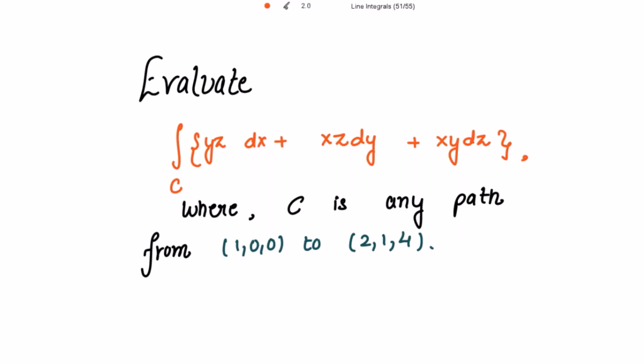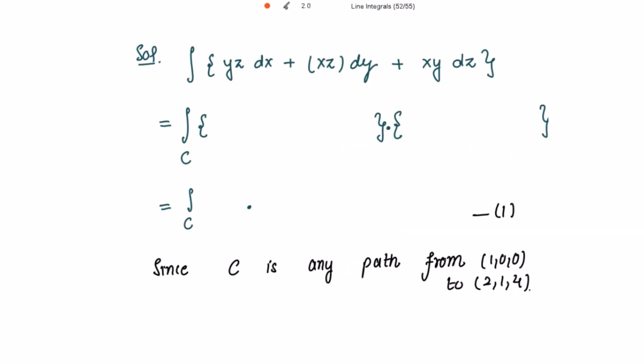Evaluate this line integral where C is any path from (1,0,0) to (2,1,4). We have to find the vector point function from this integrand, right? So I can write this integrand as yz i cap plus xz j cap plus xy k cap, and taking the dot product with dx i cap plus dy j cap plus dz k cap. When we take the dot product, we get back the same integrand.